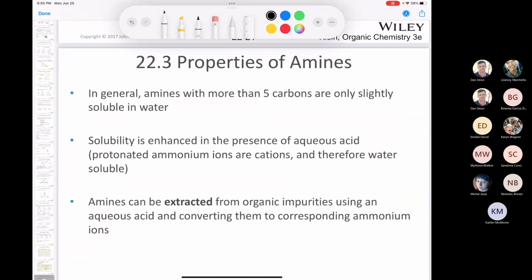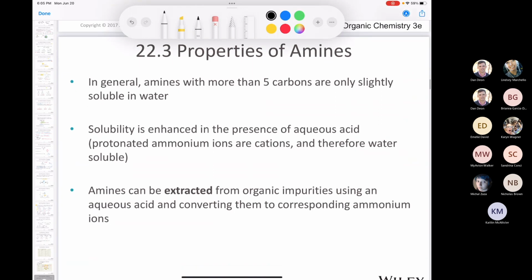In general, if you have an amine with more than 5 carbons, it's going to be slightly soluble in water. Solubility will be enhanced by the presence of aqueous acid. Why? Because a protonated ammonium ion is a cation, and therefore it's going to be water soluble. That enables us to extract amines from organic impurities using an aqueous acid. Let's think about that for a second.